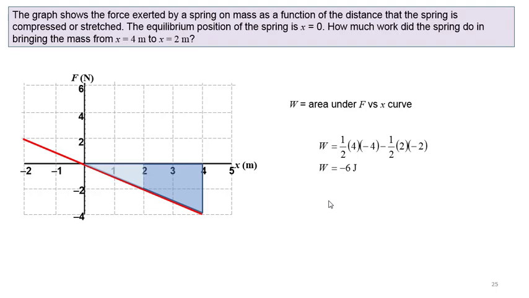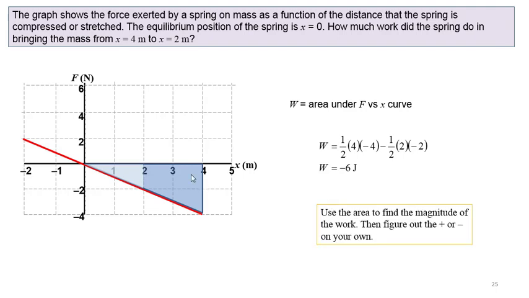So on my own, I need to say, I'm just going to use the area to find the magnitude. I'm just going to find the number. The number is 6 joules. Then I'm going to figure out whether I think the spring did positive or negative work on my own. And in this case, the spring is pulling the mass from farther away from the equilibrium to closer to the equilibrium. So the spring is pulling it to the left, and the object moves to the left. So I'm going to say the spring has done positive work.